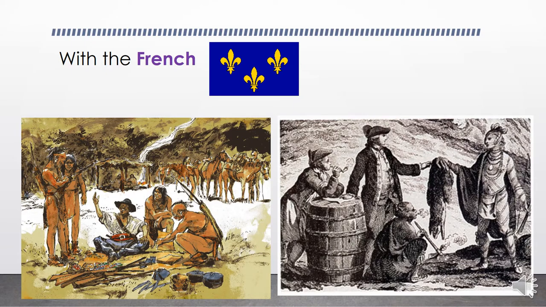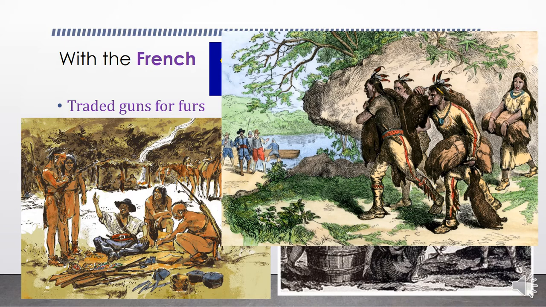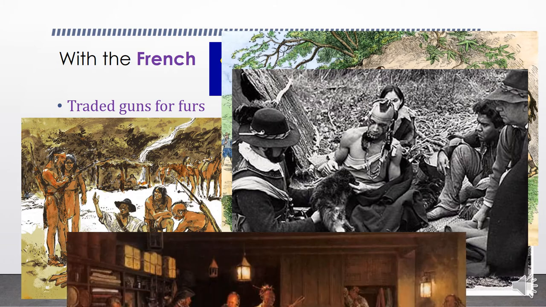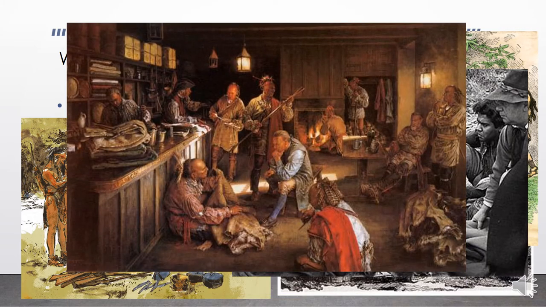All right, moving on to the French. Their interactions were a bit different than the Spanish. So they traded. They were famous for trading guns for furs. And you can see these pictures show the Native Americans had these furs and they are eager to trade with the Native Americans for an invention that they don't have, but they see as a very powerful weapon. And you can see these trading posts began being the place for.